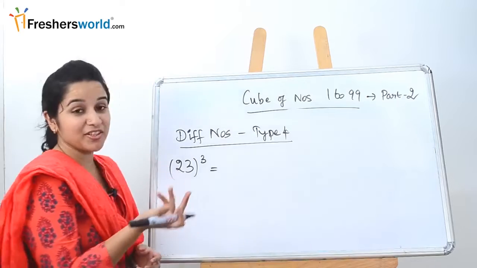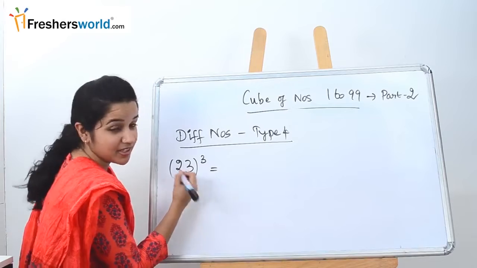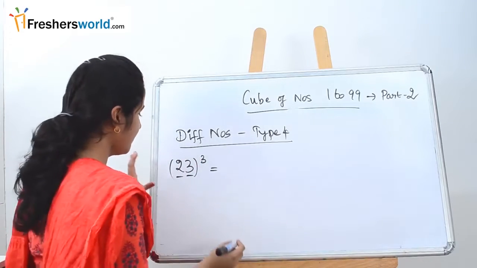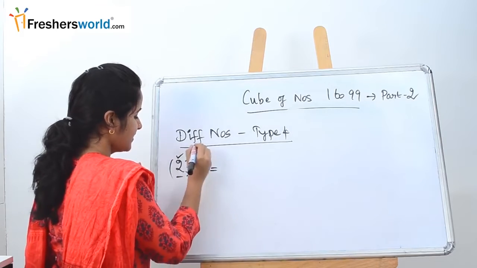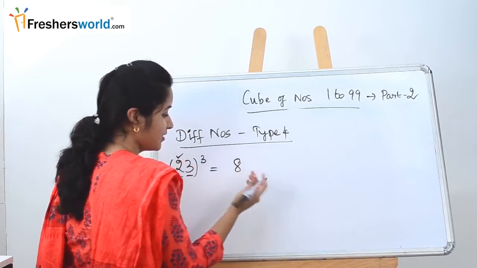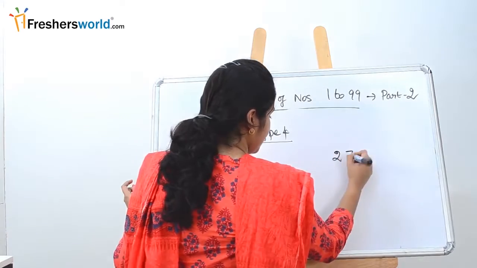So different numbers is, the question that they have given is 23 cube. As you can see, the units and the tens places are different here, and that's why it's coming under type 4. So how to solve this? Similar way we are going to do it. So first take the first number, which is nothing but 2. 2 cube is nothing but 8. You write it in the left hand side corner. Next, 3 cube is 27. Write it in the right hand side corner.